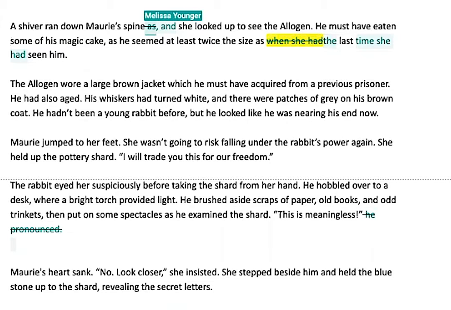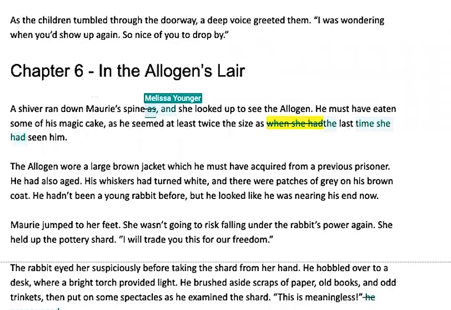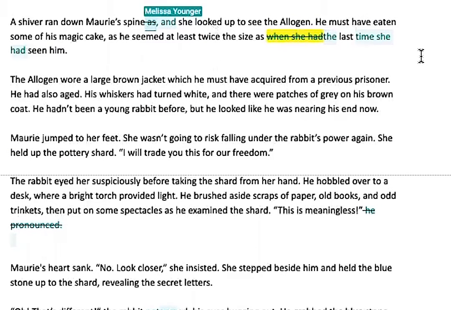Okay, so the first paragraph: "A shiver ran down Mari's spine, and..." I had "as" there, and I replaced it with "and." Because I didn't think she should be shivering as she's looking up to see the Alligator. The Alligator is this figure that tried to kill her the last time she was in the land. So she is understandably afraid of him. But in the previous chapter, they hear his voice. So she hears his voice before she sees him. So she's already shivering in fear because she heard his voice, and then she looks up to see him. So I just wanted those to be two separate things.